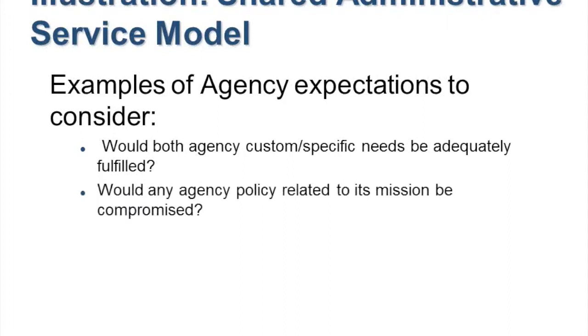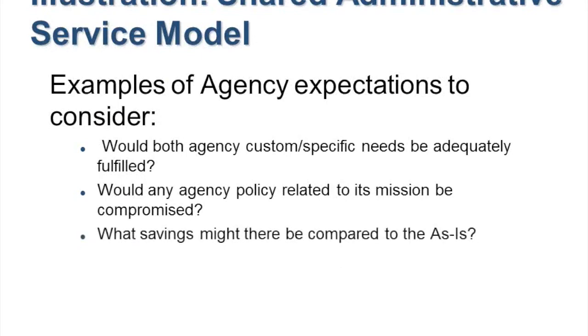So, for example, it might be that one agency does not want to entertain at all the use of outsourced services, for whatever reason. That would have to be understood, because sometimes a shared administrative service model could engage in outsourcing, which sometimes helps in the cost structure. What savings might there be compared to the as-is? Again, the as-is true cost, not the as-is general ledger costs. And just to be more specific, the as-is costs under the new model of rate rationalization with the new cost centers that have been provided.